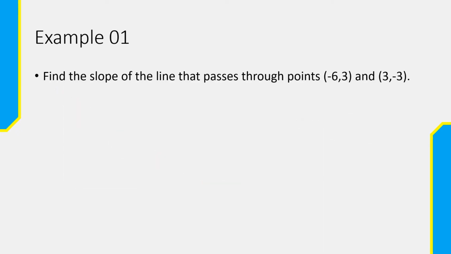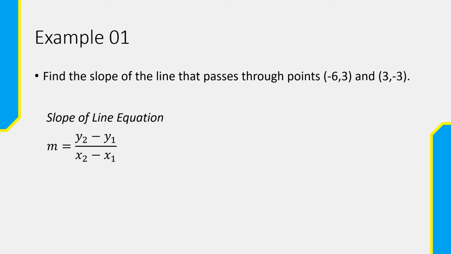So let's work on an example problem. Let's find the slope of the line that passes through points -6, 3, and 3, -3. Please pause the video here to attempt to solve the problem on your own before proceeding to the solution.